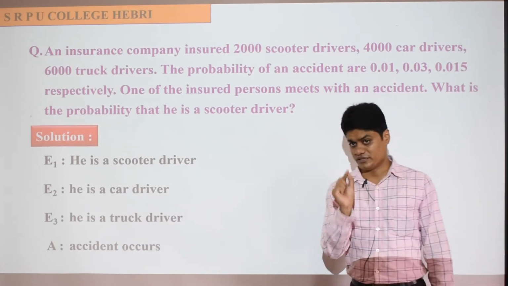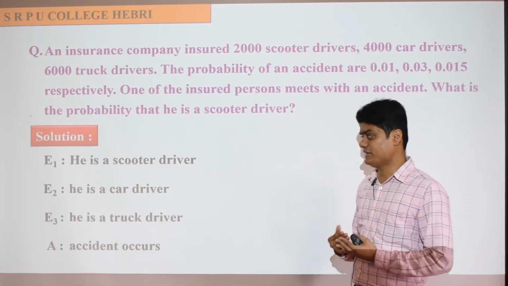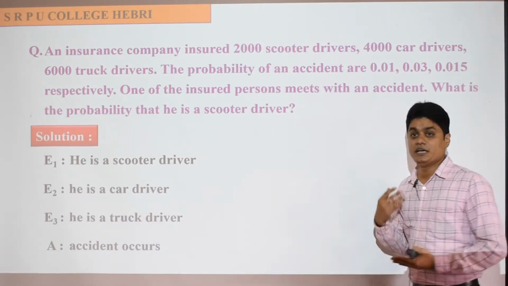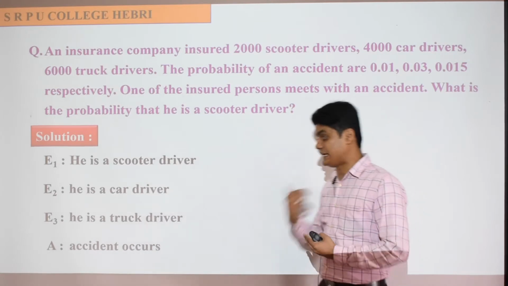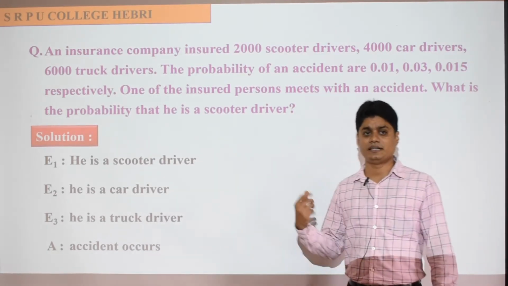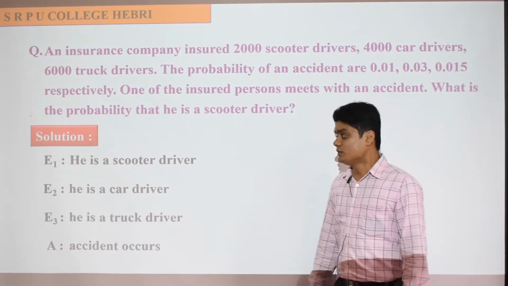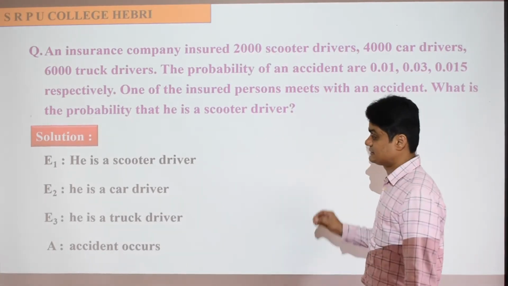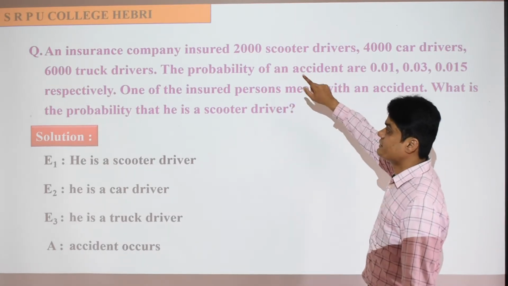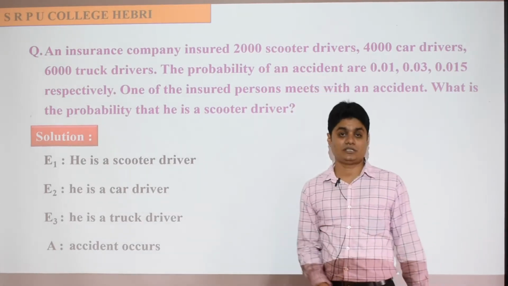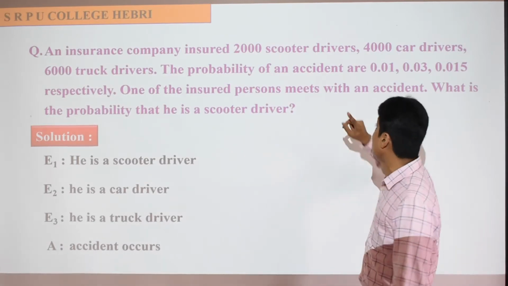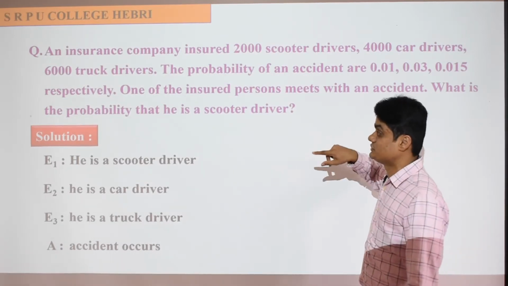One more work is important here. You must be able to write the probability of E1, E2, E3, as well as the probability of A given E1, A given E2, A given E3. Tell me quickly here itself. Then I will show you the answers and you can check. What is the probability of E1? The selected driver is a scooter driver. The number of scooter drivers is 2,000. 2,000 by what? How many total drivers are there? How many drivers are insured by the insurance company? 2,000 plus 4,000 plus 6,000 is 12,000.